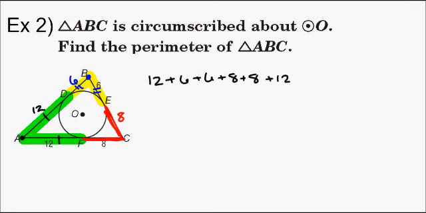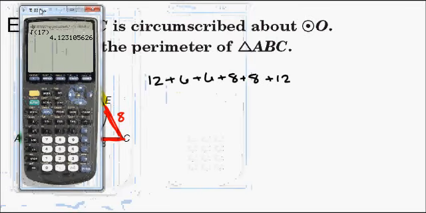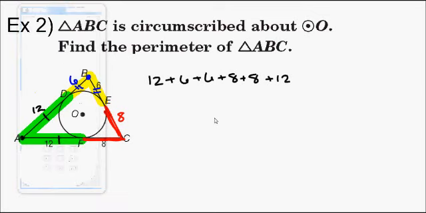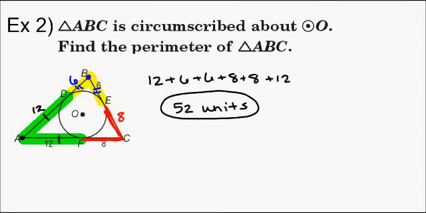Okay, now we just have to add these up. And I'm going to use a calculator for right now. You could do this in your head, really. This is pretty basic. 12 plus 6 plus 6 plus 8 plus 8 plus 12. 52. So our perimeter is 52, and I'm going to say units. We don't have any. So 52 units is the perimeter. Okay? And that's it for lesson 4 about tangents.